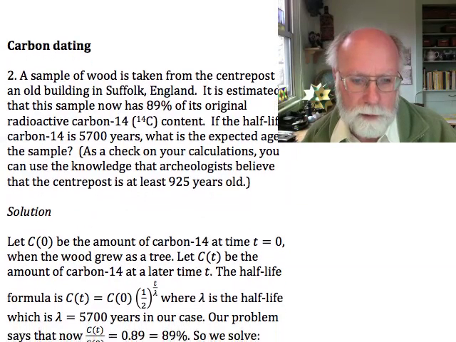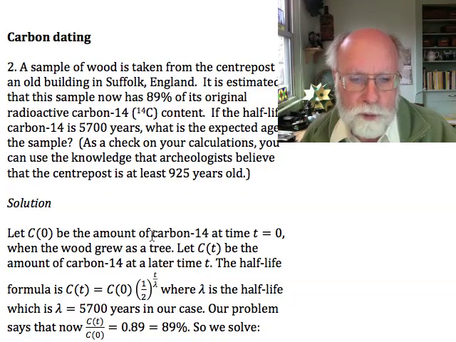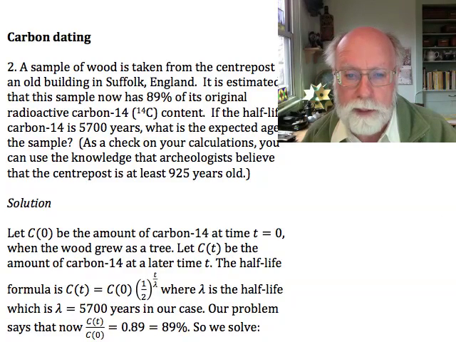Let C0 be the amount of carbon-14 at time 0, when the wood was growing as a tree. Let C of t be the amount of carbon-14 at a later time, t. The half-life formula is C of t equals C0 times 1/2 to the t over lambda, and lambda is the half-life, which we know is 5,700 years in our case. So our problem says that C of t over C0 is equal to 89%. And so from this, we're trying to solve for t.